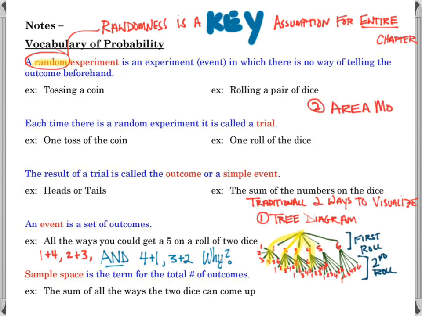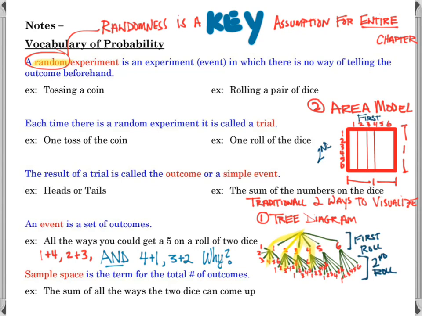Another way to do this is with an area model. And so an area model, we start with something that's 1 by 1, and the area is 1 square unit. And that's going to be important for our probability down the road. But we basically divide this area up into our potential outcomes for each piece. So we have our first roll and our second roll, and I could get a 1, 2, 3, 4, 5, or 6, and a 1, 2, 3, 4, 5, or 6, and that represents all the possibilities that I could get for rolling 2 dice.